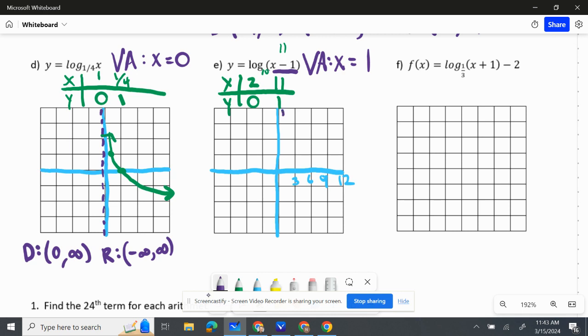My vertical asymptote is at 1. And then what I have is 2, 0, and I have 11 and 1. Domain, once again, starts at the asymptote. So that would be 1, infinity. And then our range is always the same. It goes up and it goes down. So -infinity to infinity.